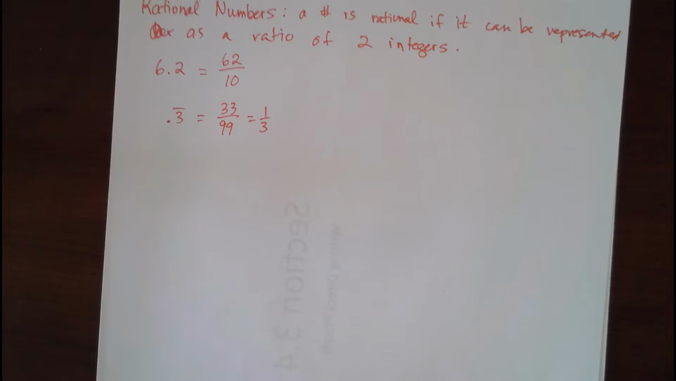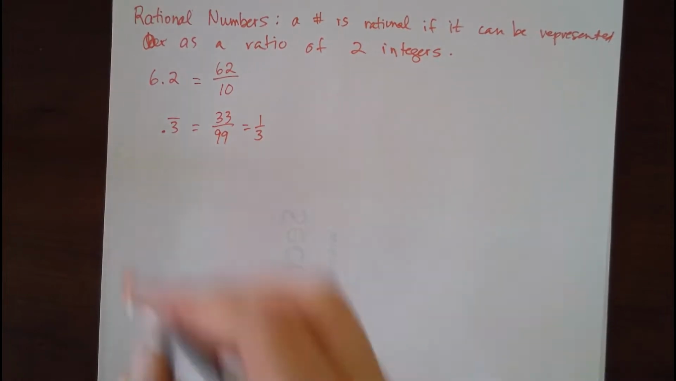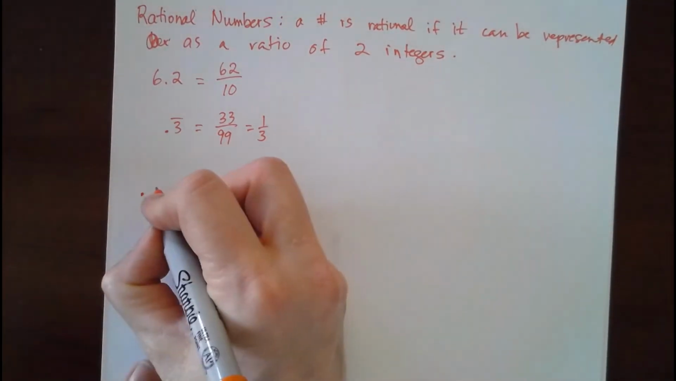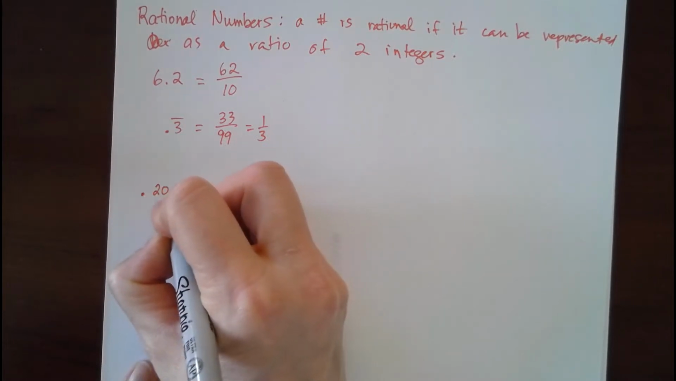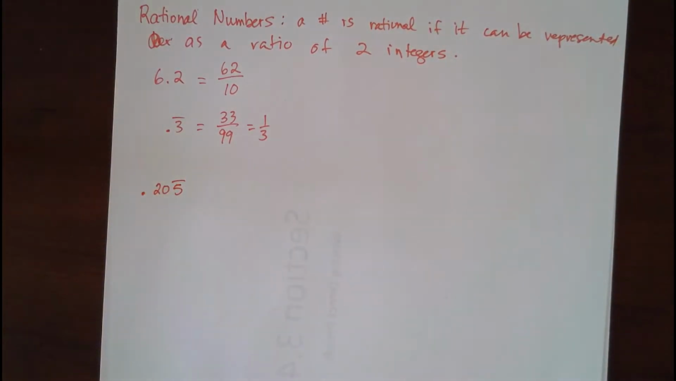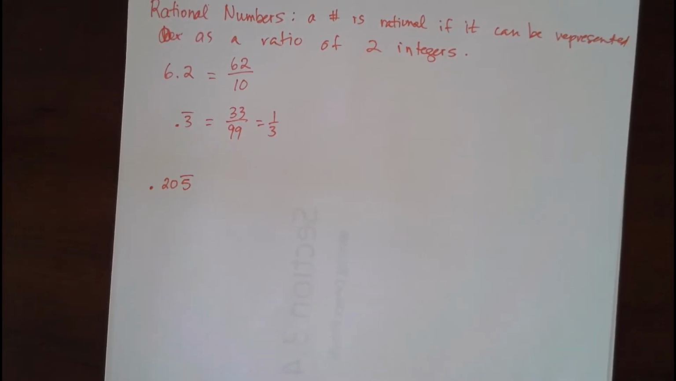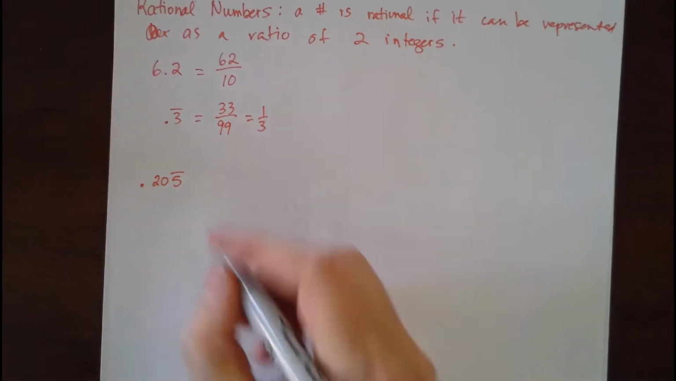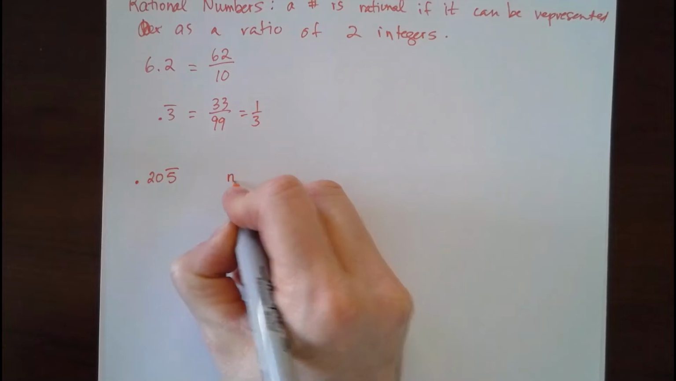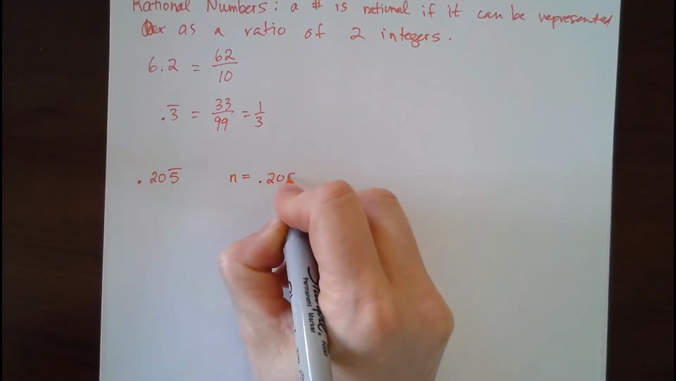Some of them you've probably memorized, but if I give you 0.205 repeating, you probably don't have that one memorized, neither do I. I just made it up. I have no idea what it is. We're going to have to discover it together. So let's review the steps of how I would go about figuring out what integers I could put in a ratio to give me 0.205 repeating. I always start with n being what my number is.